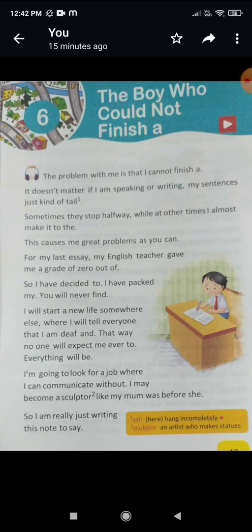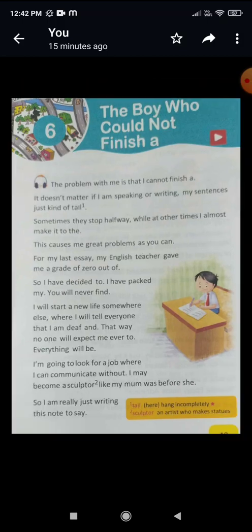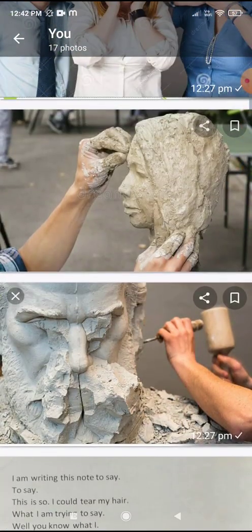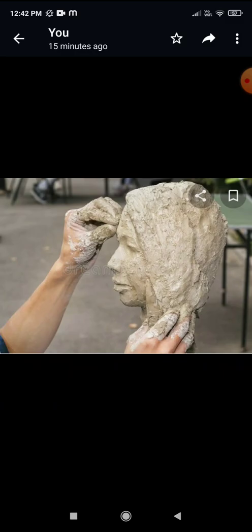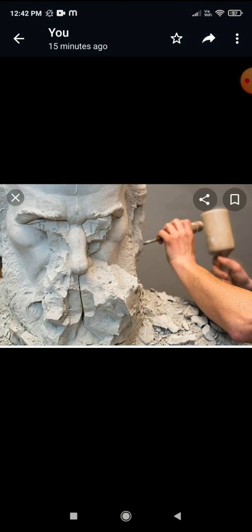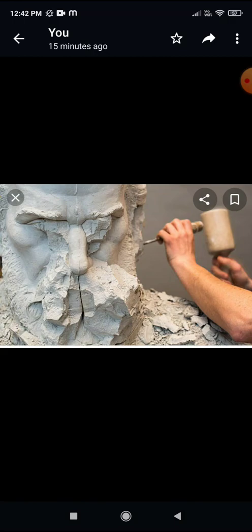What do you mean by the word sculptor? Sculptor is a person or an artist who makes statues. Okay, and here the boy says he wants to become a sculptor like my mom was before she dash, that means she passed away. That means his mom is no more now. What do you mean by the word sculptor, children? Sculptor is a person who makes statues. See, can you see? This is a sculptor, a man who makes statues. So now the boy is searching for a job where he can't speak. He wants to work without speaking.